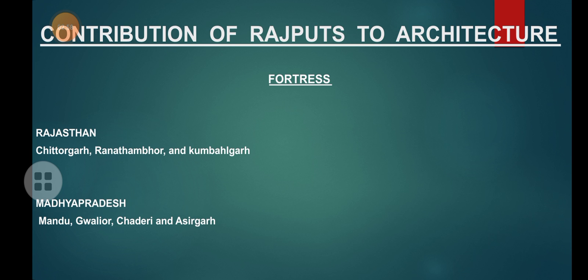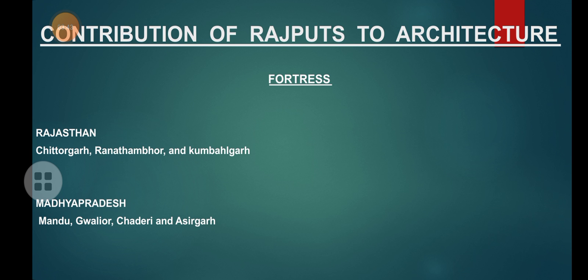Not only did Rajput kings support the field of art, they also supported architecture. Architecture means building structures, different structures: forts, temples, palaces, etc. Under architecture, the first topic is fortresses. What is a fortress? It is a huge palace-type residence of the king, surrounded by a large wall, and the wall is protected by the armies. That is called a fortress.